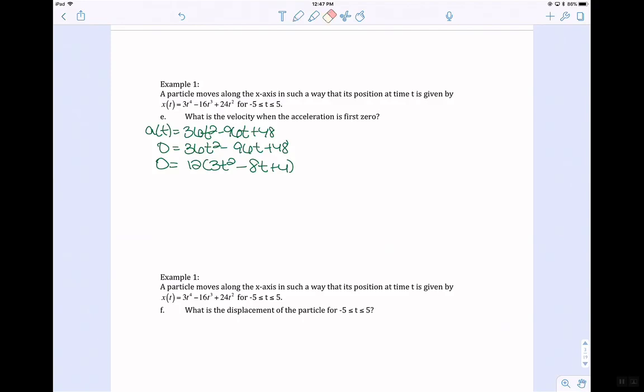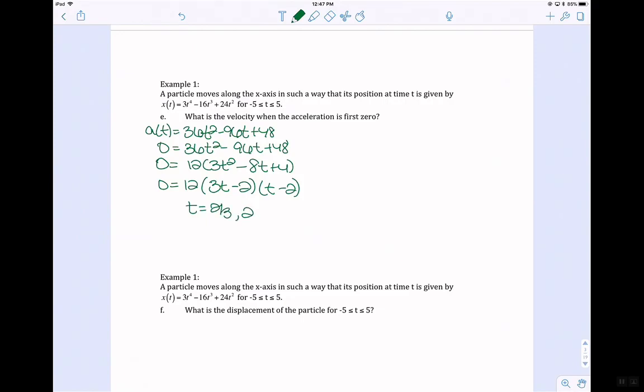I keep wanting to write equal to 0 on the right side. I apologize. So now 0 is equal to 12 times, and I can factor this. This becomes 3t minus 2 and t minus 2. So then my t is equal to 2/3 and 2.